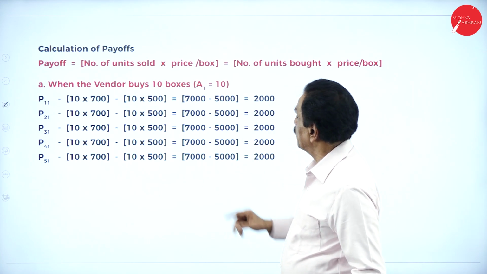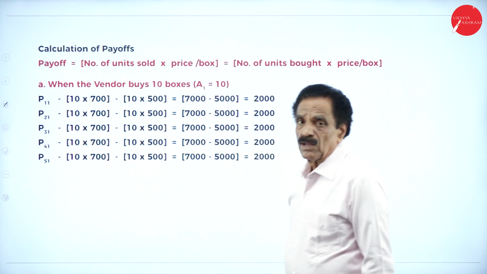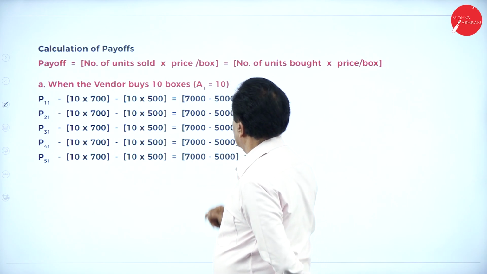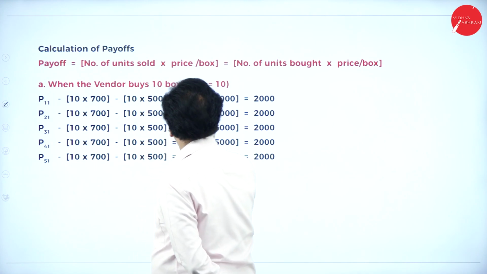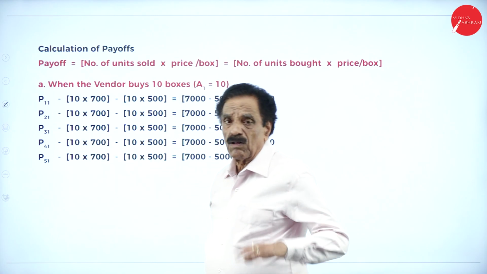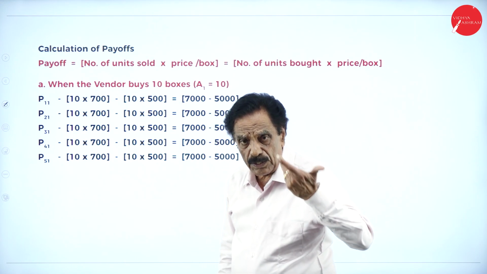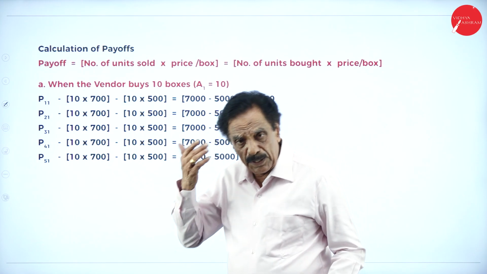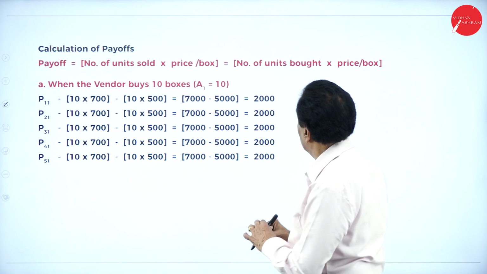So what is the first one? A1. When the vendor buys 10 boxes, A1 is equal to 10. Your selling price is 700. Your cost price is 500. 10 into 700, minus 10 into 500. It comes to 2000. So all five we can take the same, 10 into 700 each time and 10 into 500 each time. Five times you have to do. This goes in favor of A1.